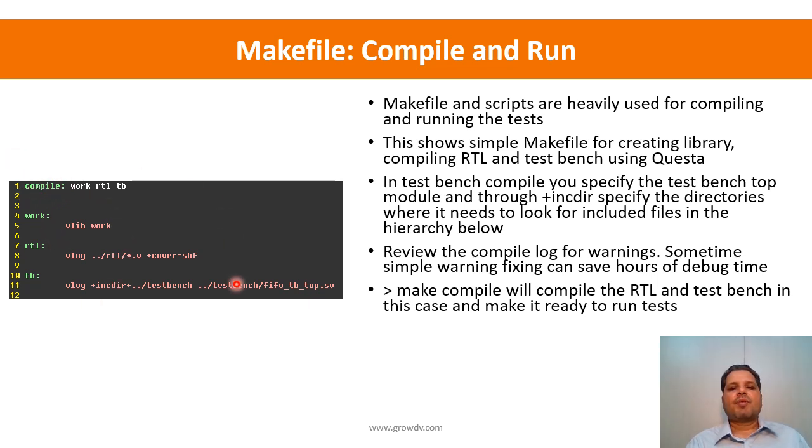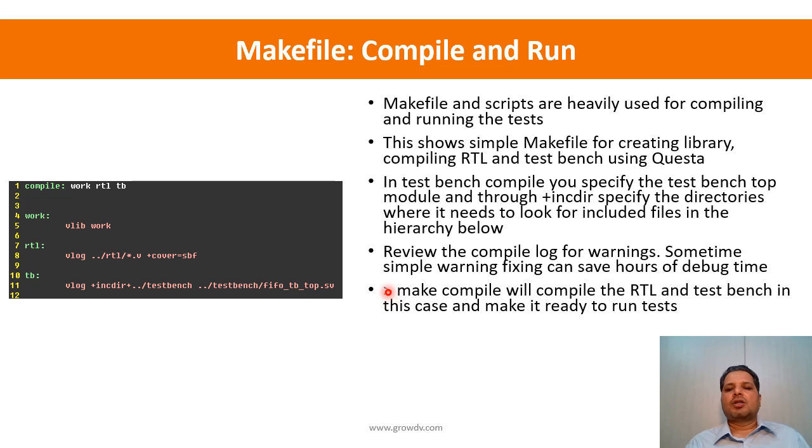So in the makefile we are declaring 3 targets. There's a work target that will create a work library in which all the designs get compiled, then we have created an RTL target through which we compile the RTL, and then we have a TB target, where we are compiling our TB. In the TB target, we specify our test bench top, and we provide an INC dir with the test bench directory. What this means is that whatever files are `included in the test bench top, the simulator will look for them in this particular test bench directory, and then it will compile all of them together in this work library.